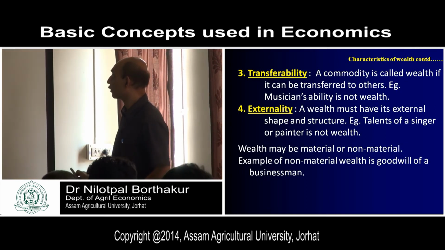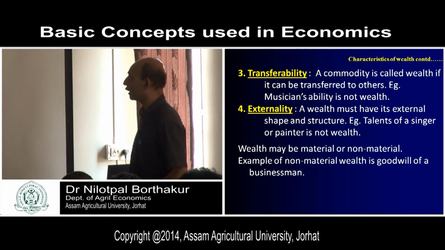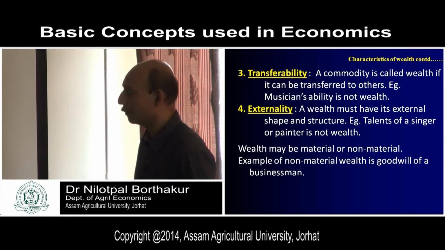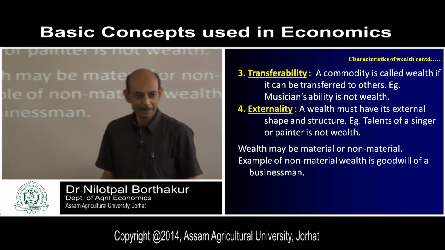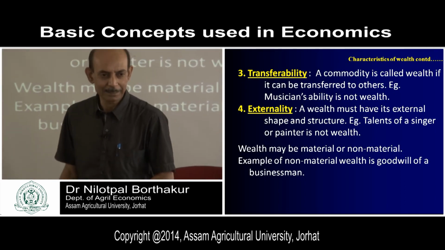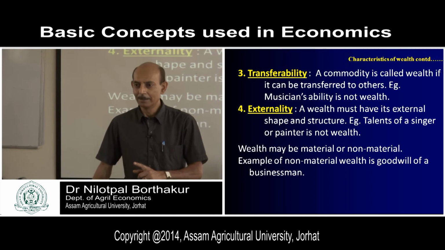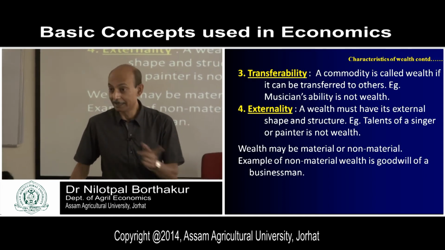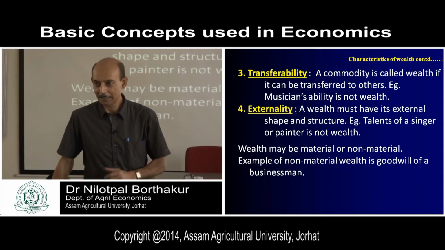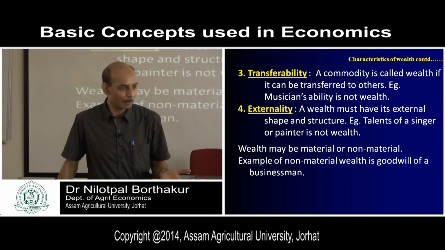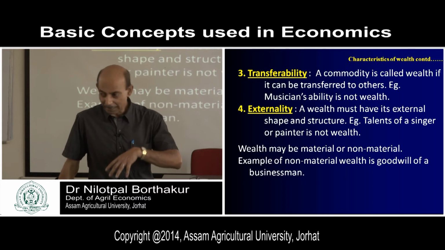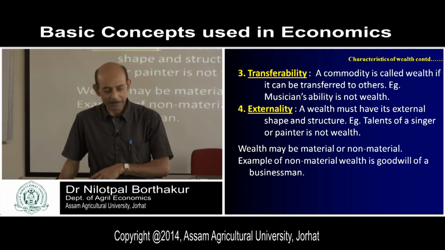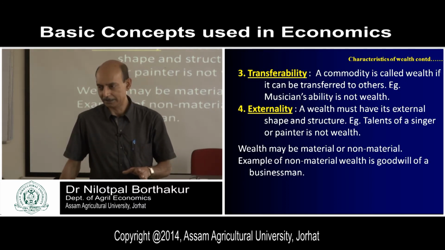A commodity is called wealth if it can be transferred to others. That is why a musician's ability is not wealth. She can sing, but once she sings, that quality does not go to somebody else. It remains with her. She cannot give it to somebody else. A painter's abilities cannot be transferable. And that is also an internal quality, his or her internal quality.